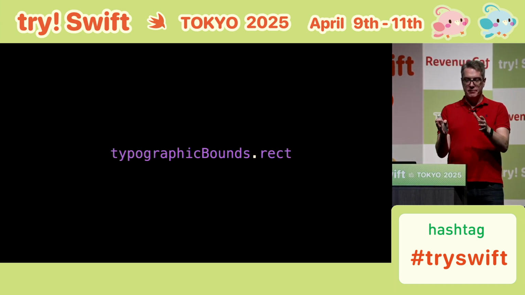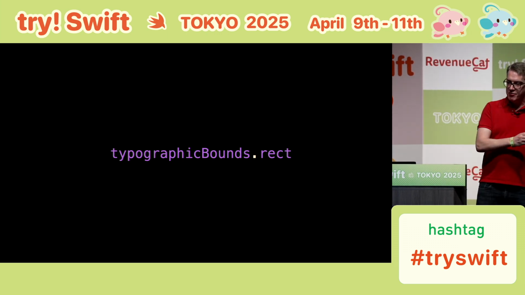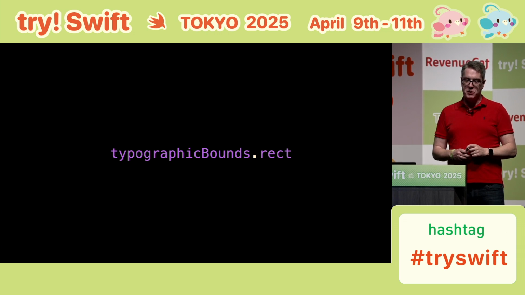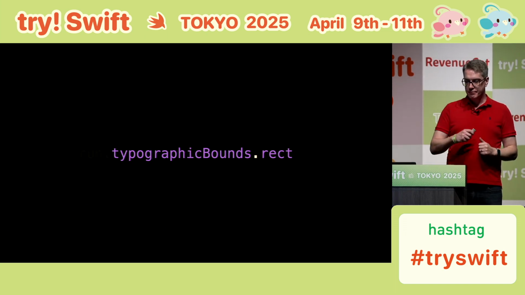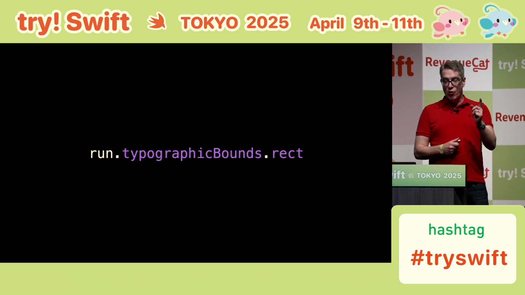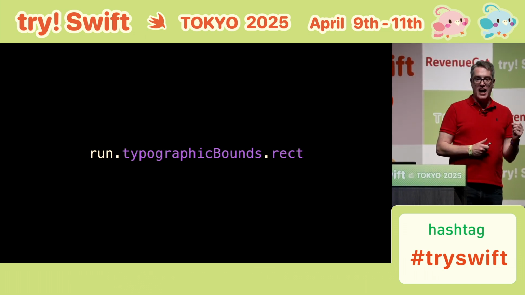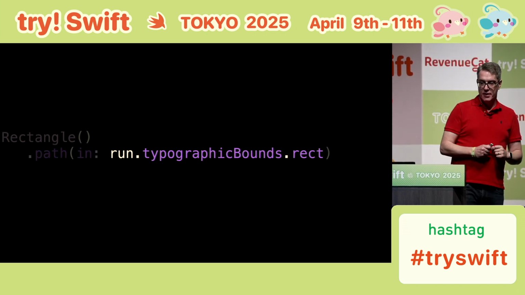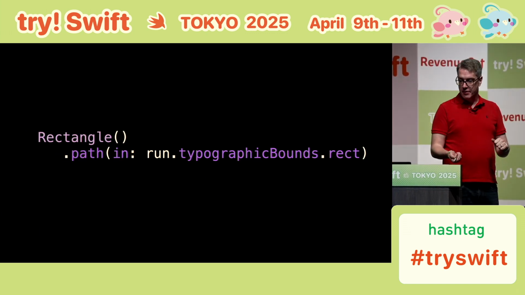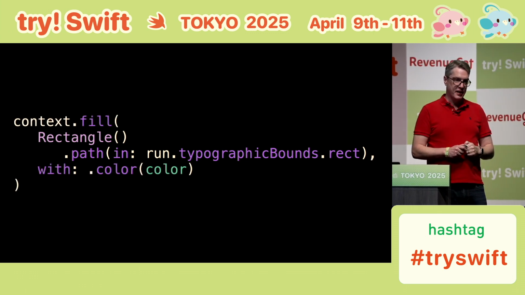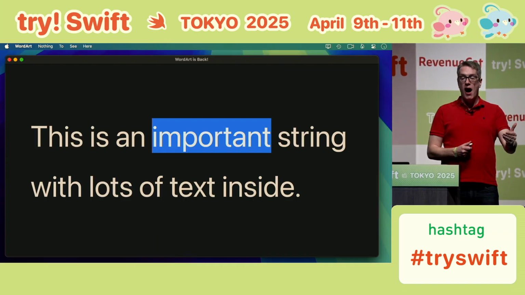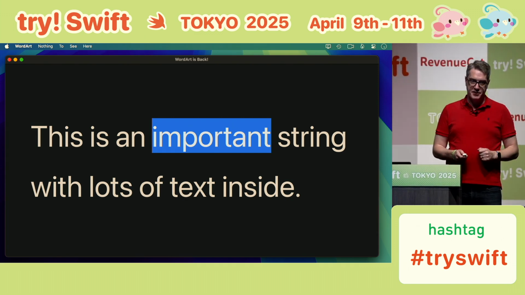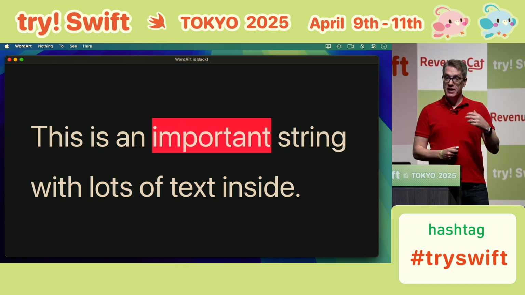Well, every line, every run, and every glyph provides to us a typographic bounds property, describing its size, its location, and more. So we could read that value for the current run, which is where our highlight attribute is. Then use that to make a rectangle path and fill that with our highlighting color. And that's all the code. We get this effect. Only the parts of the string we ask for get highlighted. Plus, we can customize the highlight color just by changing a single value.